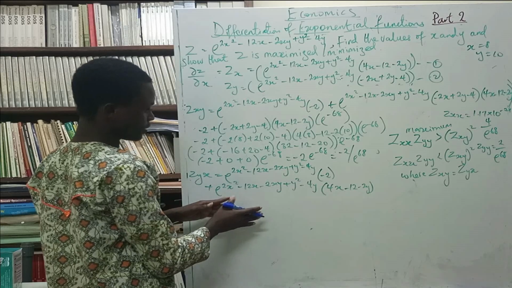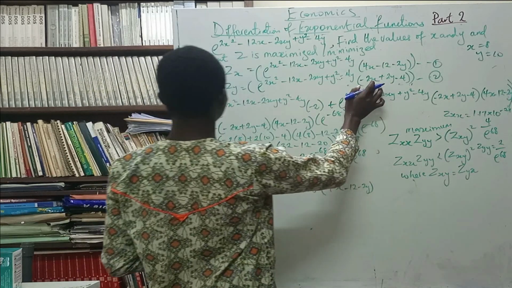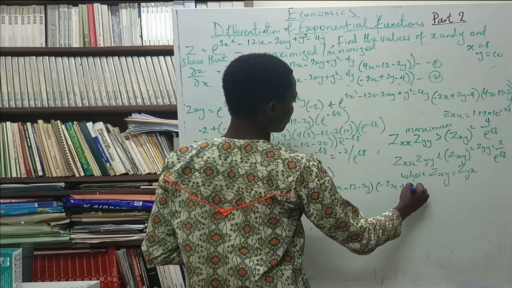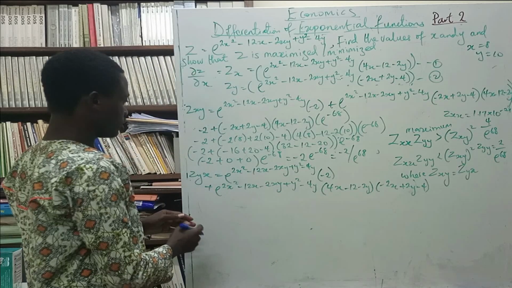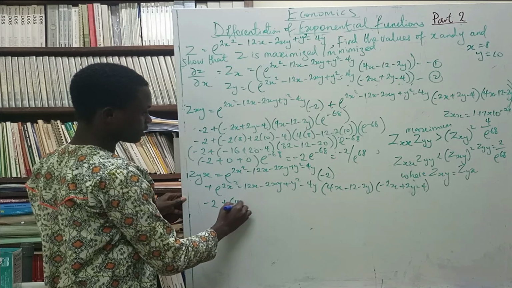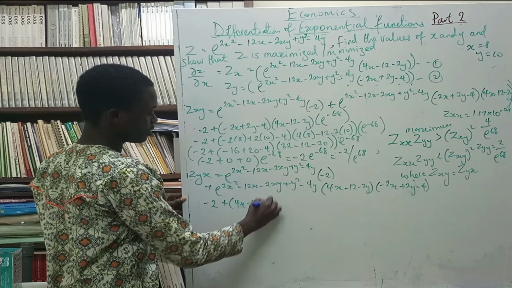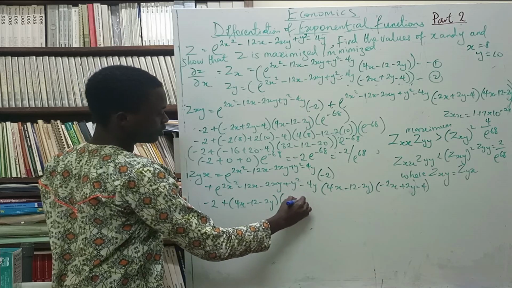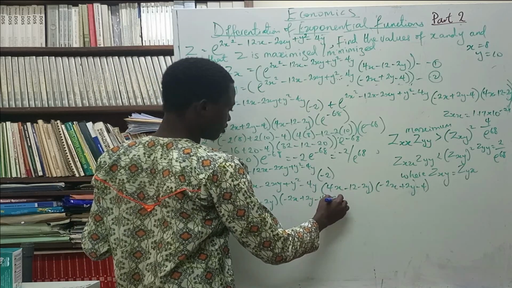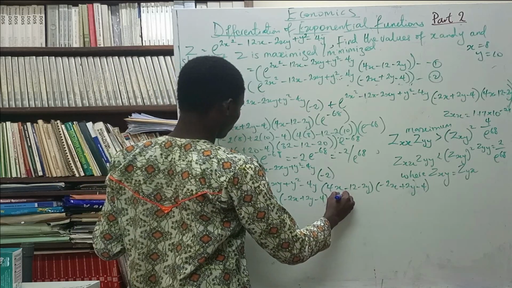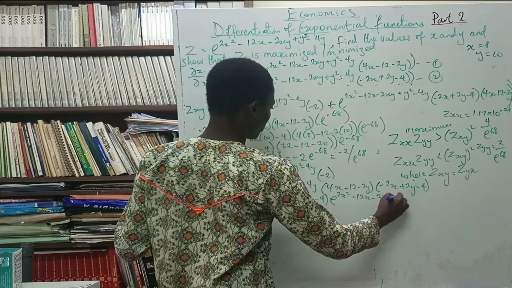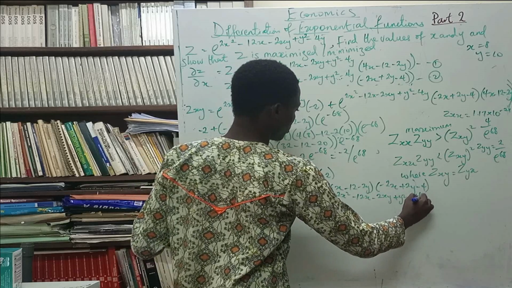Right, so we are done with differentiating with respect to x, and remember that there is this beside it. So into bracket minus 2x plus 2y minus 4. Alright, so we're taking like terms. You have this minus 2 plus 4x minus 12 minus 2y, then minus 2x plus 2y minus 4. So everything into bracket, e raised by what? E raised by 2x squared minus 12x minus 2xy plus y squared minus 4y.